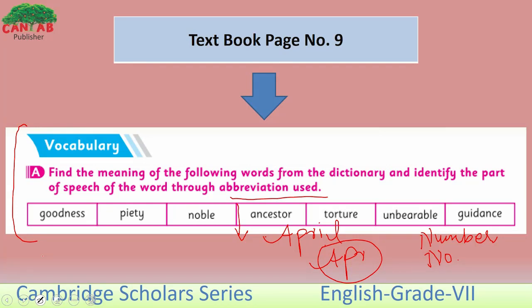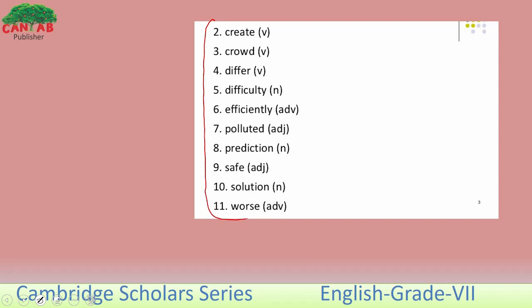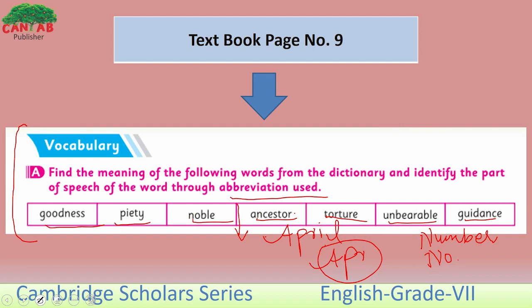So students, what you need to do is open your dictionary and find the meaning of these words in your thesaurus or dictionary, and you will find an entry like this. Here, if the word is a verb, a short abbreviated form of verb will be given like this. It shows that this word is a verb. Create, crowd; difficulty is a noun here. Efficiently is an adverb. These are all the abbreviation forms of the parts of speech which we have discussed. And you need to identify which part of speech it is.